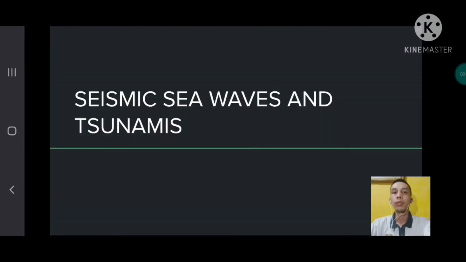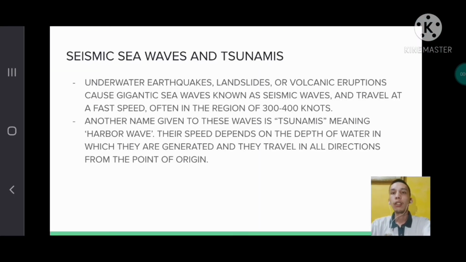Seismic sea waves. Underwater earthquakes, landslides, or volcanic eruptions cause gigantic sea waves known as seismic waves and travel at a fast speed, often in the region of 300 to 400 knots.